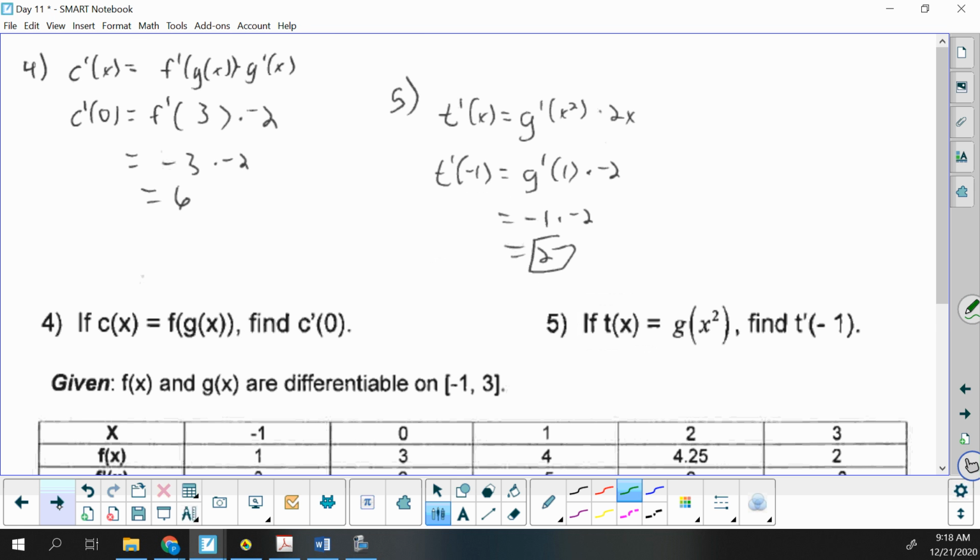4, you got a chain rule, so f prime, keep the inside the same, then times g prime of x. So at 0, g is just 3, so you're really doing f prime of 3 to get -3. G prime of 0 is -2, multiply them together. And your chain rule in 5, g prime, keep the inside the same, times the derivative of the inside, which was 2x. Put the -1 in for x, you'll get -2 at the end. The -1 squared gives you 1, and g prime of 1 was just -1, so in the end we'll get 2.